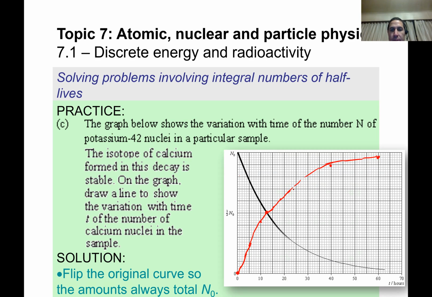Okay, let's see what happens. Notice that it's going to draw a curve here. Oh, look, I'm not that far off. Okay, so notice what you do there is you basically have to know that the entire amount of nuclides between calcium and potassium is going to stay constant. And as one decays, the other is going to increase, but it's got to increase accordingly.